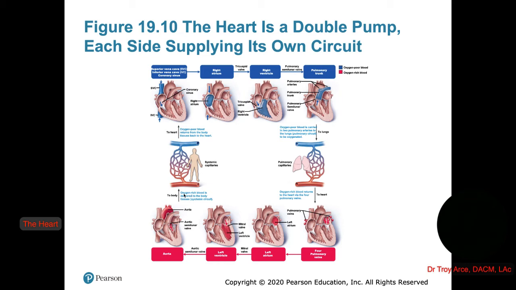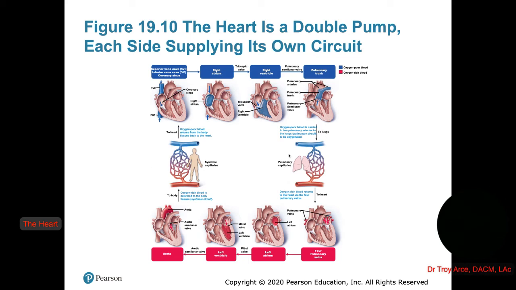The oxygen-rich blood is delivered to the body tissues through the systemic circuit. You have your systemic capillaries. When the oxygen runs out, the deoxygenated blood goes back up to the heart again through the inferior vena cava or superior vena cava. Okay, so follow this to revise that system.